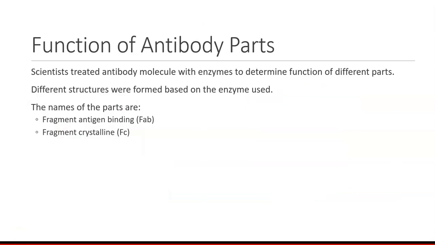We're going to discuss the function of antibody parts, and scientists are kind of weird people, and I don't know why they do the things they do. We're going to learn about some procedures in blood bank that are really, really odd, and who would know to come up with these things. But for antibodies, the scientists treated the antibody molecule with enzymes to determine the function of the different parts. The different structures were formed based on the enzyme used, and the names of the parts are fragment antigen binding, the FAB, or fragment crystalline, FC.